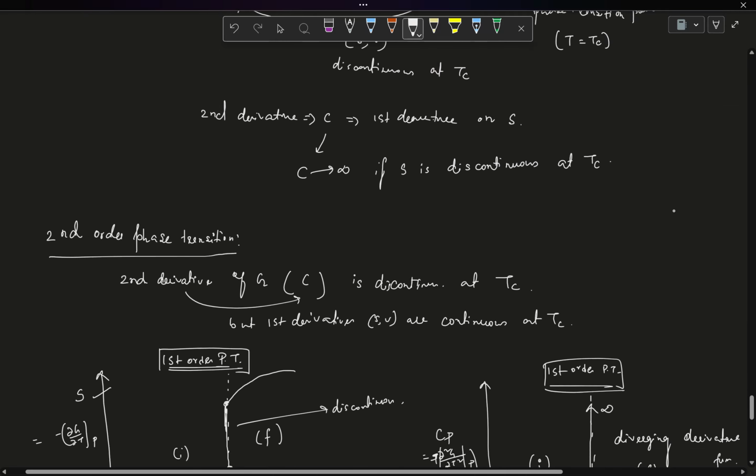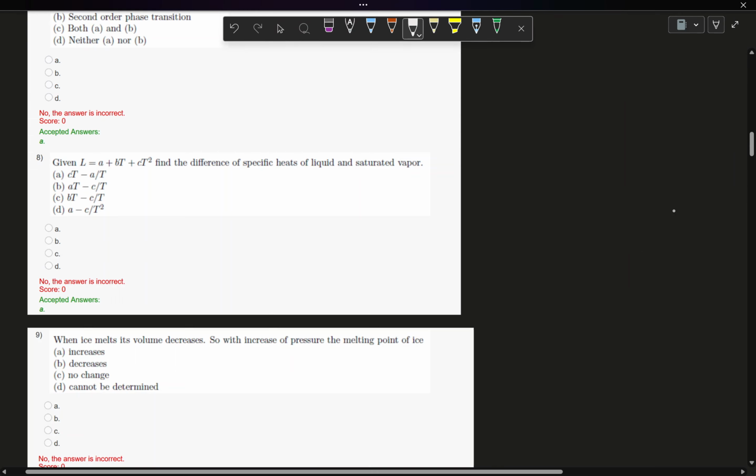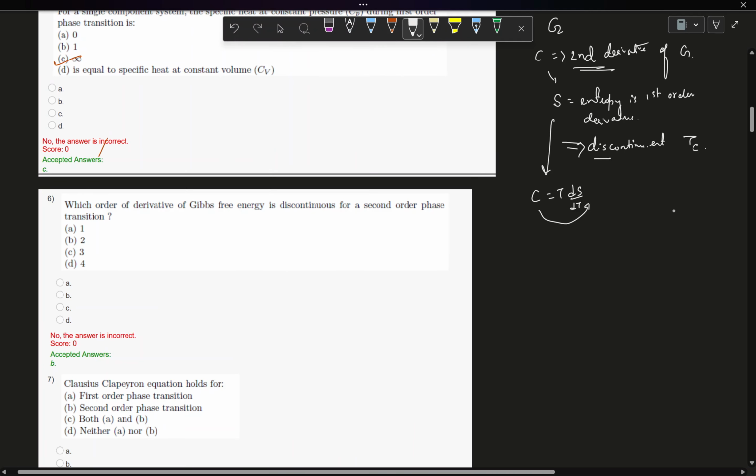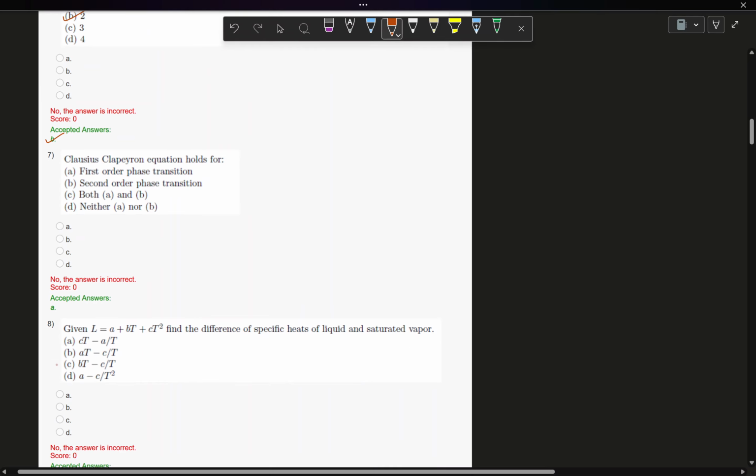Okay, right. Now let us move on to the next question. Which order of derivative of Gibbs energy is discontinuous for a second order phase transition? Just now I discussed the whole thing, so this becomes clear to you hopefully, that when they are asking about second order phase transition, then obviously the first order derivative will be continuous, but the second derivative will be discontinuous. The second derivative can be specific heat, they are not mentioning it, but in general any second derivative of Gibbs energy will be discontinuous if it is a second order phase transition. So the answer will be 2, second order. So this is also the correct answer, as you can see.